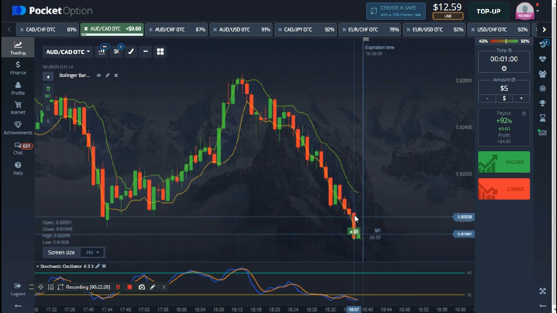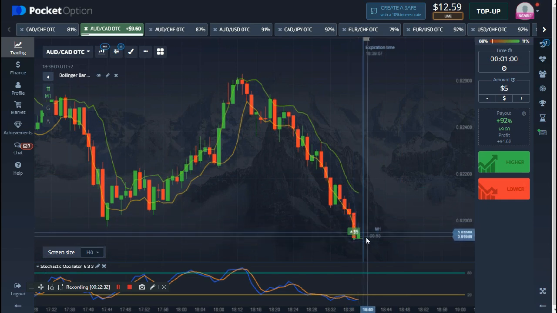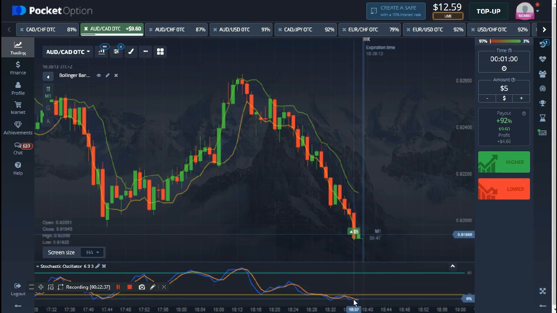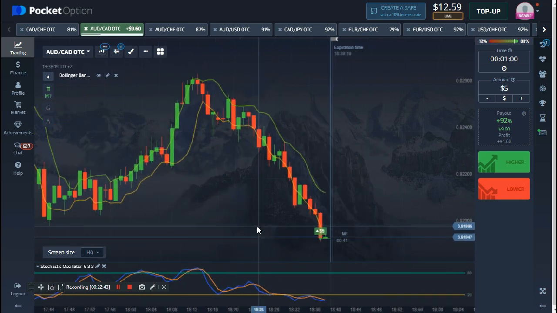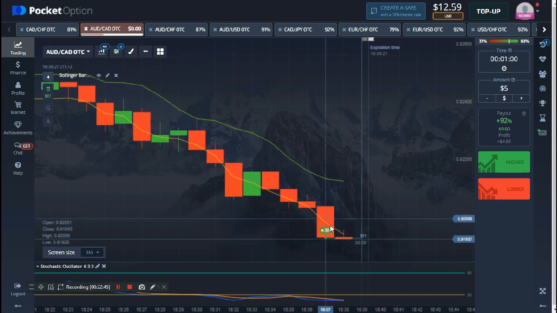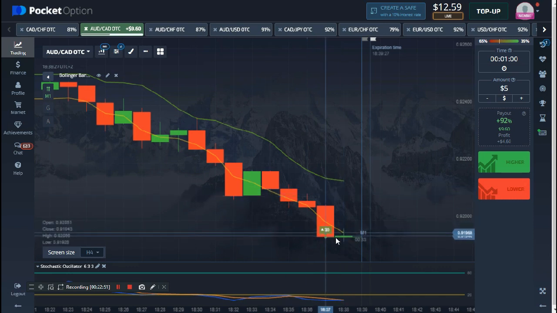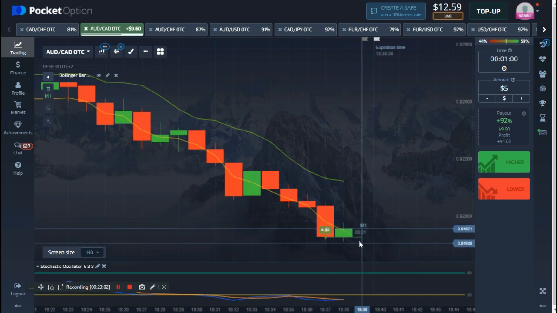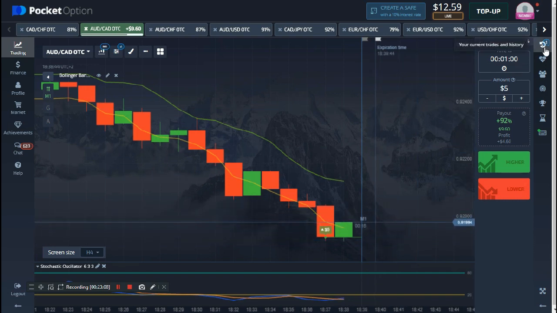This red candle is a huge red candle, so the next candle should be green, and this stochastic oscillator is in oversold condition, and there is some support here. The red candle crossed the line and closed away from the lower line of the Bollinger Band, and that's why I took the trade here for above. So let's see the result.